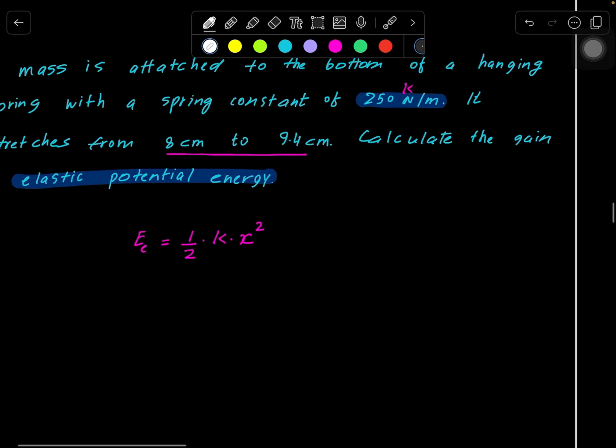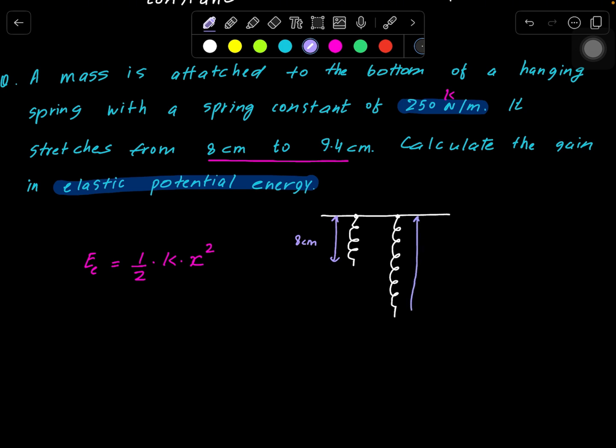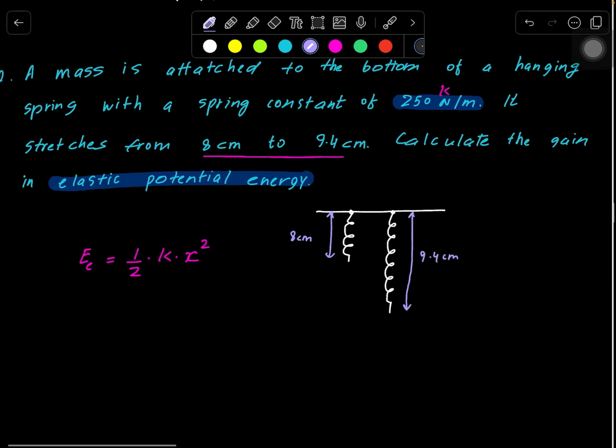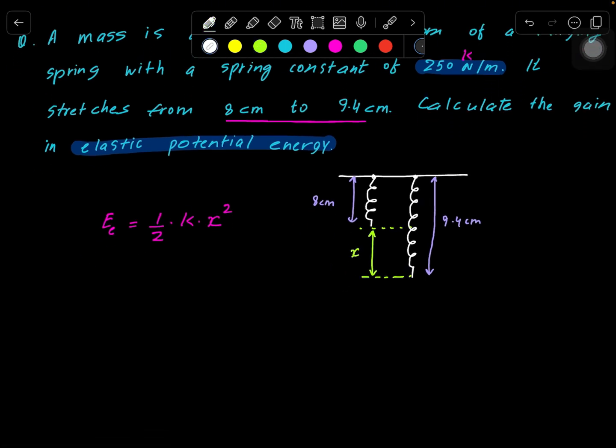Let's draw a little diagram to understand the question first. So you have a spring that's attached over here, and its original length is 8 centimeters, and it stretches from 8 to 9.4 centimeters. So after you hung a mass on it, it stretched to 9.4 centimeters. So its new length here is 9.4 centimeters. So this is the original and this is the new length. What's the change in length? This here is your extension or your x. So x is 9.4 minus 8 centimeters.